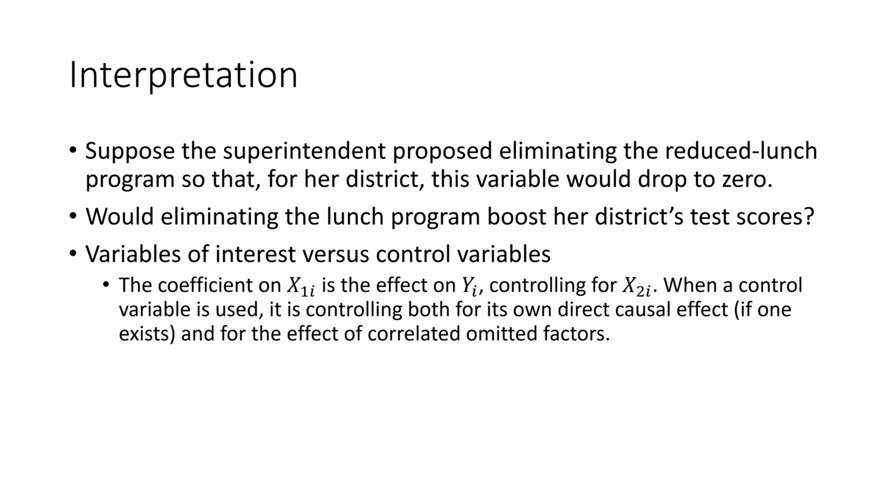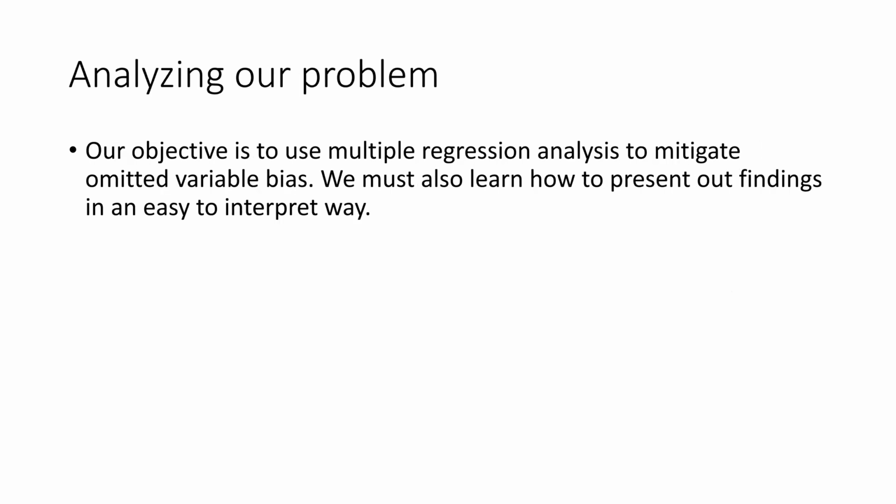We've talked about this, and we're going to actually go through the example with our California test scores here in just a second. So the objective, and we're going to do this in Python, is to use multiple regression to mitigate omitted variable bias. In other words, to remove that concern that we've omitted variables. We must learn how to present our findings in an easy and interpretable way, and this is really what you're going to be doing in your final projects too.